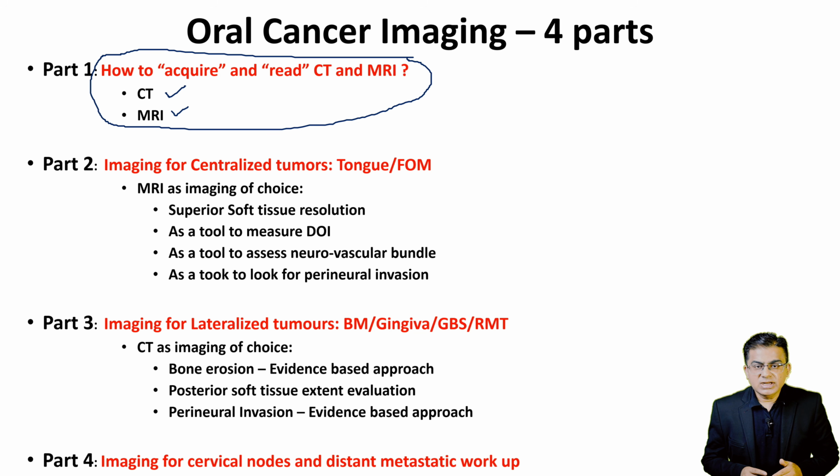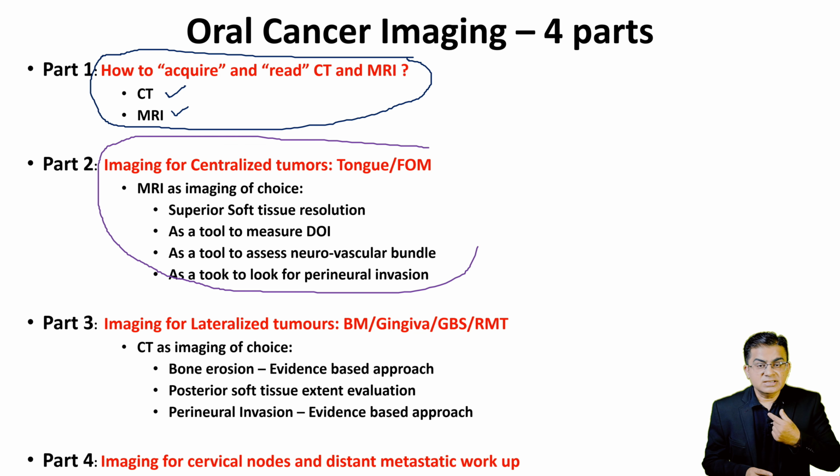Part 2 will cover imaging for centralized tumors, specifically the oral tongue and the floor of mouth. There, we will establish that MRI is the imaging of choice. We will break down how to use its superior soft tissue contrast resolution as the absolute best tool to measure depth of invasion, assess the neurovascular bundle and look for perineural invasion.